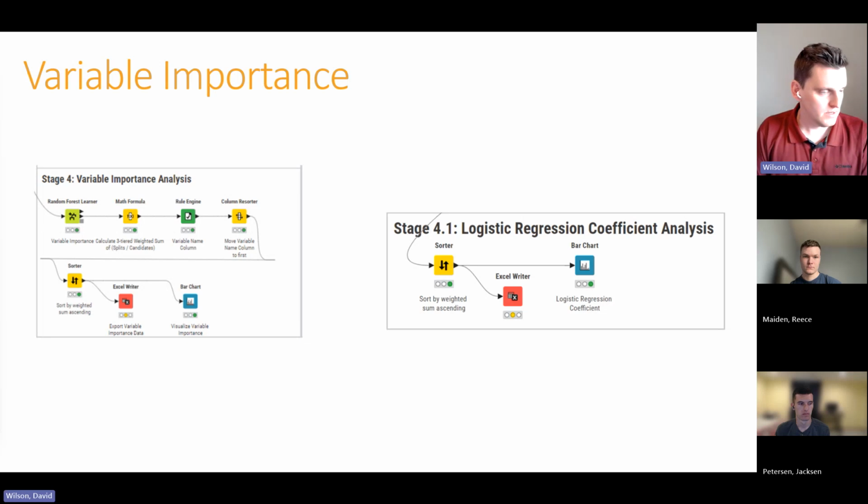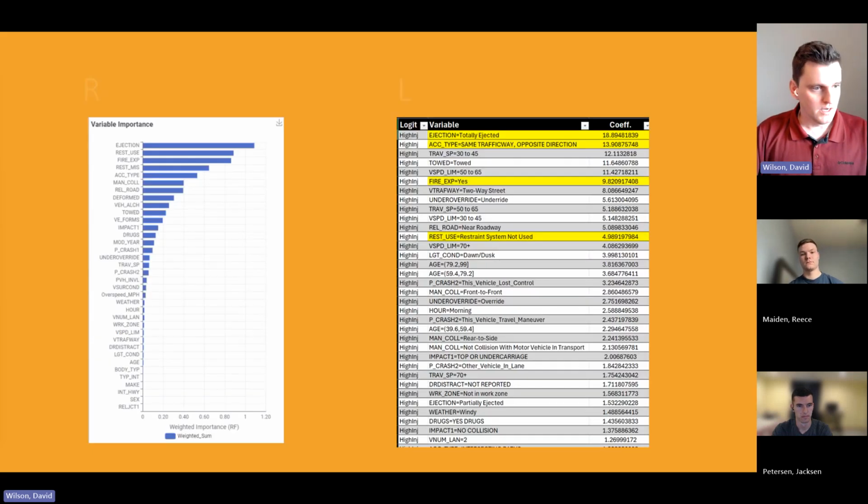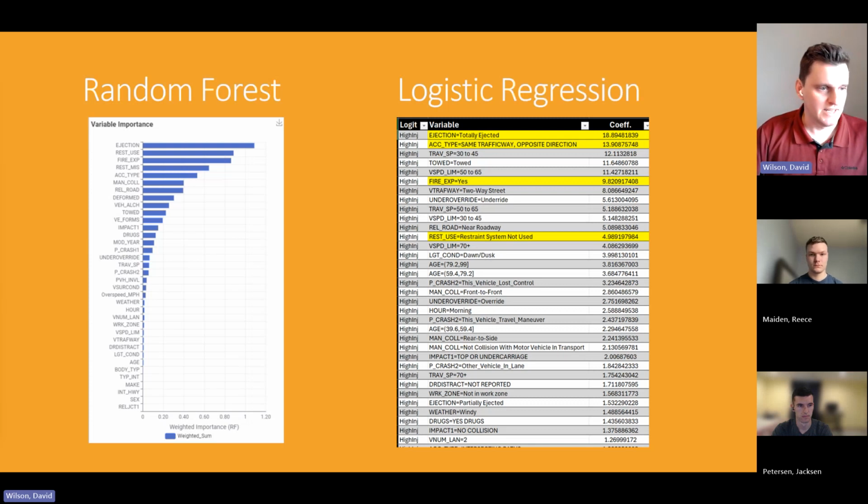And with this model, we take the results from that variable importance calculation, and we compared it to the output from a logistic regression coefficient analysis. Using the logistic regression learner, the coefficient output, we were able to produce a model shown in this slide.